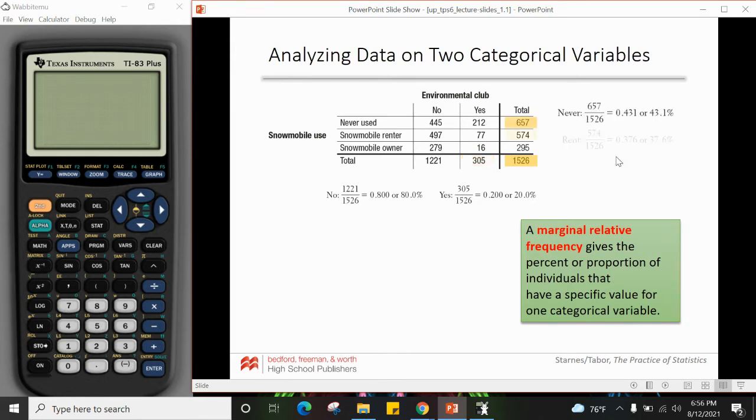43.1% never use a snowmobile, 37.6% rent one, and 19.3% own. And if you notice anything about here, the marginal relative frequencies always add up to 100%.